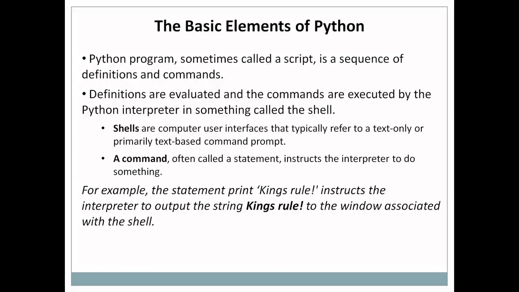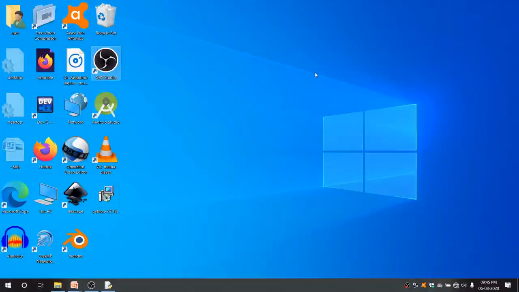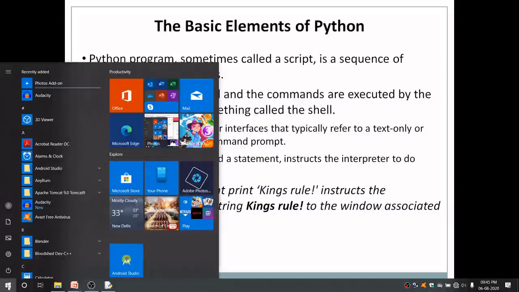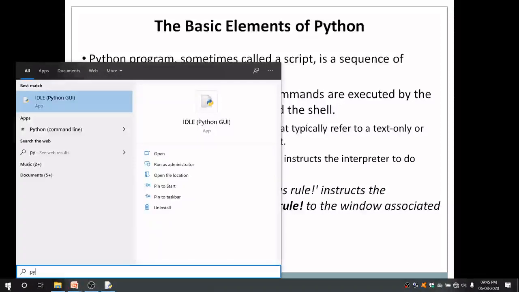Okay, let's see an example. Let us write a command or a statement, print "King's rule". This will instruct the interpreter to output the string King's rule. Let's see how to write this command and execute it. To open Python command prompt or shell, just click on start and type Python or IDLE. It will display an application with the name IDLE. Click on it.